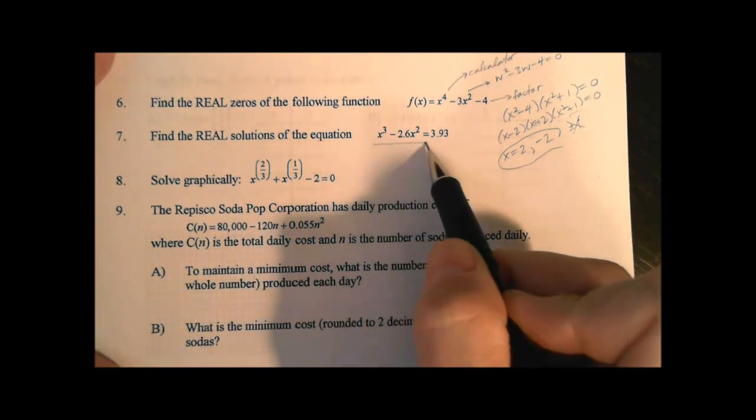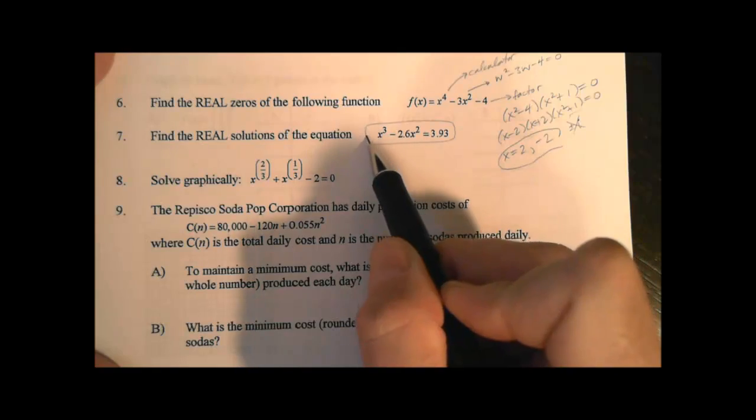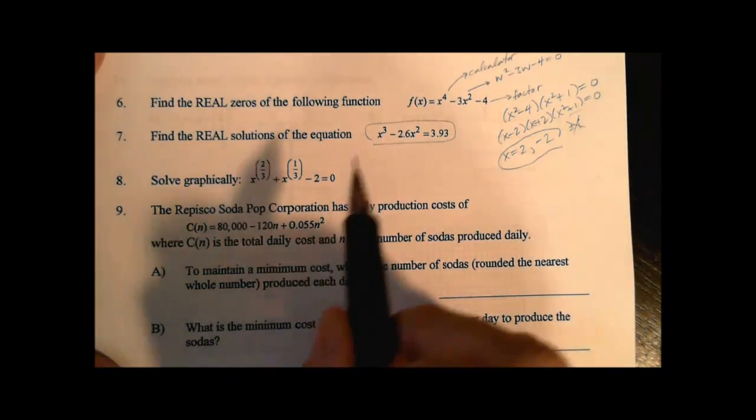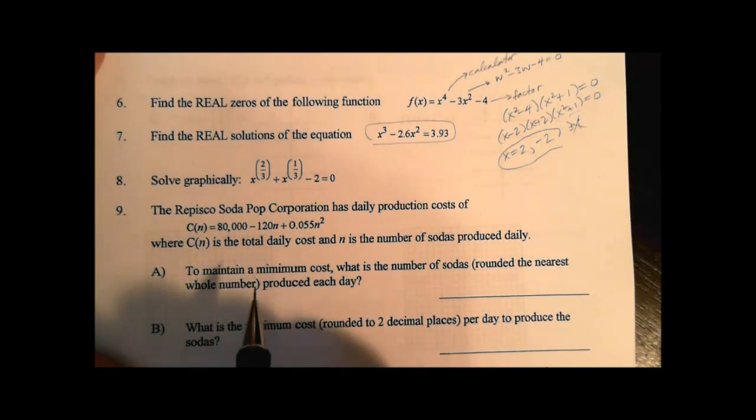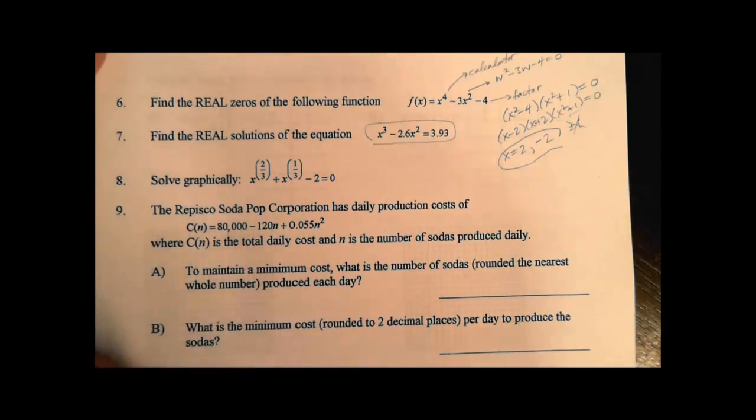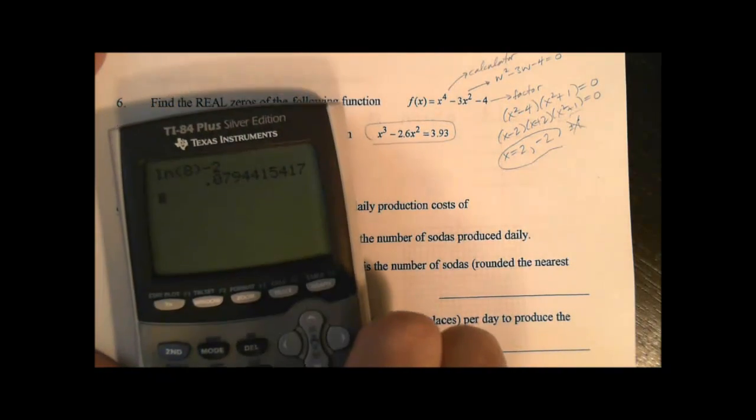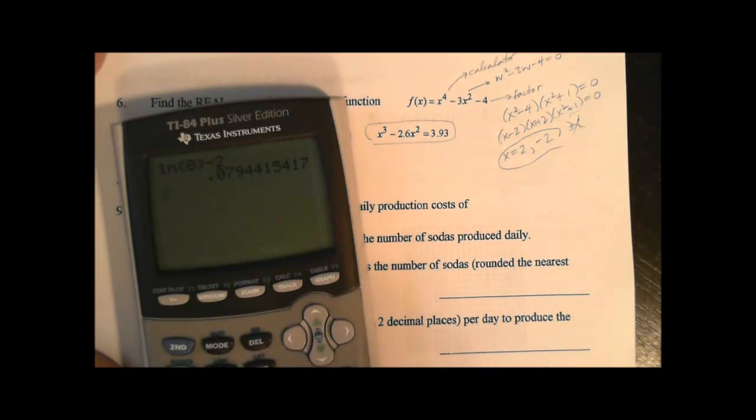Now this next one has to be done on a calculator. There is a formula that will solve cubics. We just don't have access to it at the moment. So to do this one on the calculator, there's a couple ways. I'm going to type it in as 0. I'm going to type in x cubed minus 2.6 x squared minus 3.93.